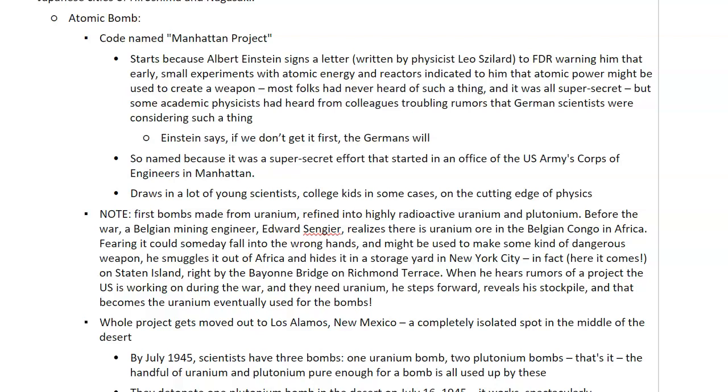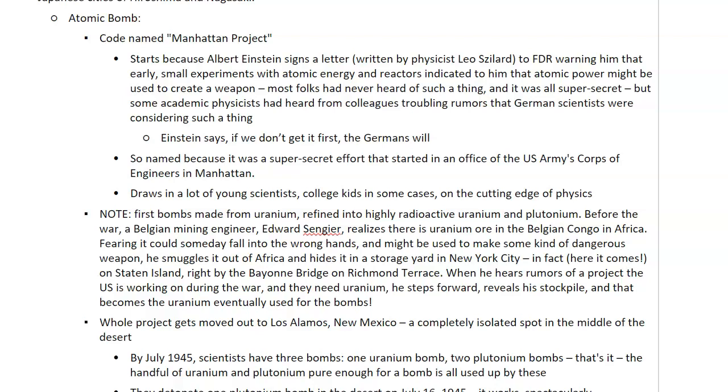The atomic bomb, the plan to create an atomic bomb, is codenamed the Manhattan Project. That's because it was a project originally of the Manhattan office of the United States Army Corps of Engineers. So the Corps of Engineers are the technical branch of the U.S. Army.